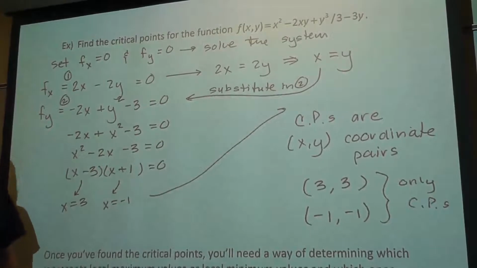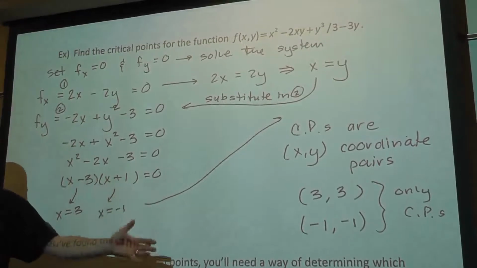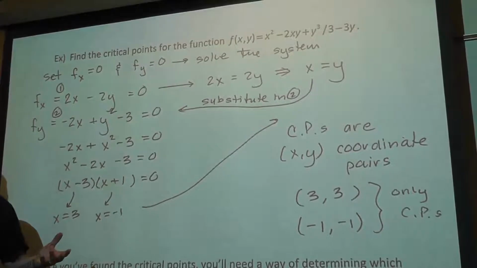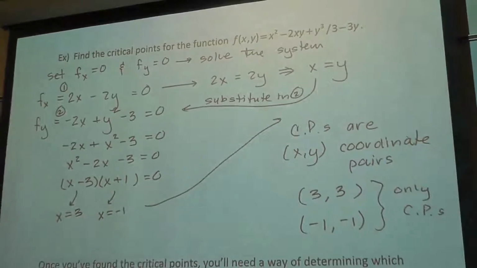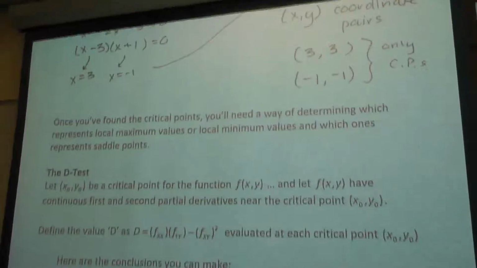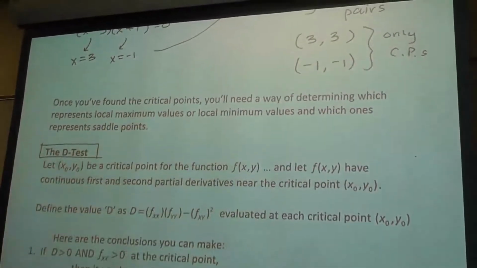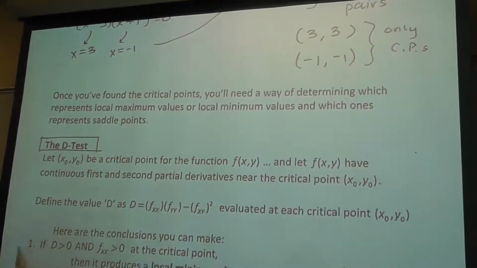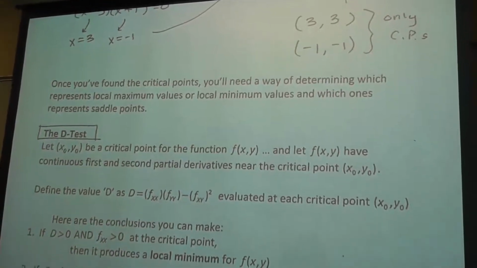Now, once you've got the critical points, we yet don't know if one of these is a max, one of these is a min, or a relatively worthless saddle point. You're really wanting to find the maxes and the mins. That's where the d-test comes in, okay? So once you've actually found your critical points, the way you determine your maxes and mins is apply this. I refer to it as the d-test. Most textbooks do. D is actually a calculation using second partial derivatives, okay? And it kind of boils down to this.